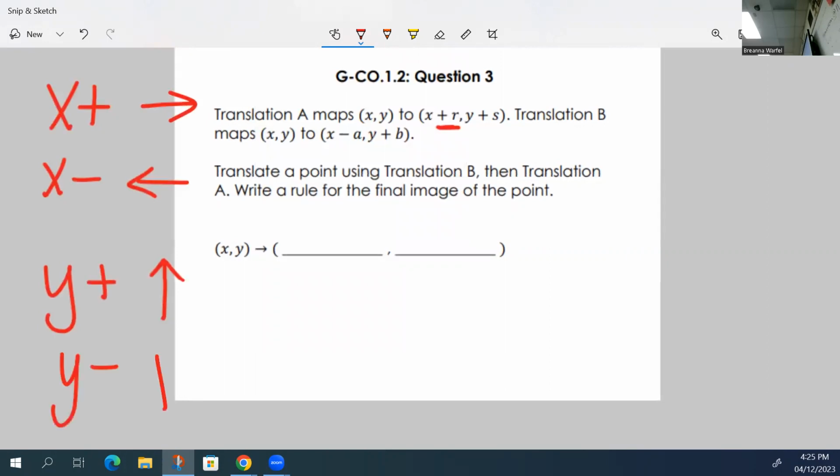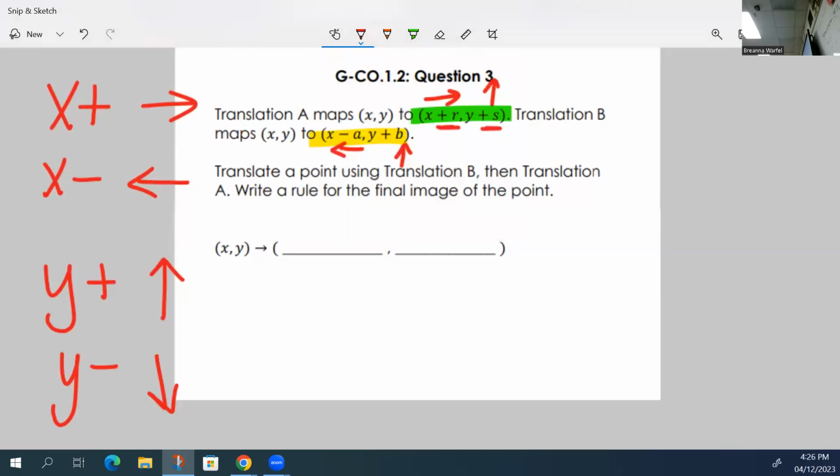So here, when it says X plus R, that means they're going to go right first. Y plus S means they're going to go up. Then it says translation B maps XY to X minus A, which means you're going to go left, and Y plus B, which means you're going to go up again. So it says translate a point using translation B, then translation A. Write a rule for the final image of the point. So what it's saying is that you want to do both of these at one time. So you're going to do B, and then you're going to do A.